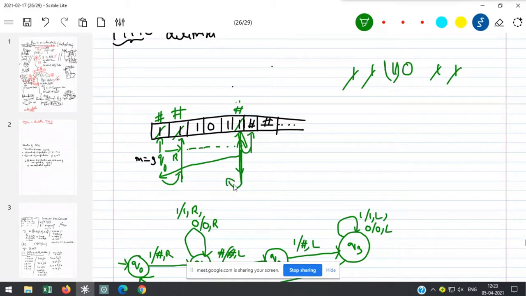Move towards the left side. In the left side, if you find 1, cancel it. And after canceling that one, keep moving towards the left side. While moving left, wherever you find 1s or 0s, keep them as they are till you find this hash. Once you find the hash, keep moving towards the right side.